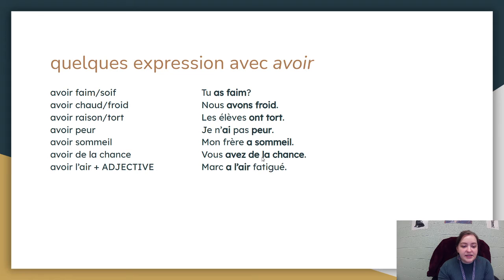And the adjective used in these sentences can either agree with l'air, which is masculine, or it can agree with the subject. So here, Marc and l'air are both masculine and singular, so it wouldn't change anything. But if this sentence was about Nathalie, Nathalie a l'air fatiguée, you could either leave fatigué like this to agree with l'air, or you can add an E to agree with Nathalie.